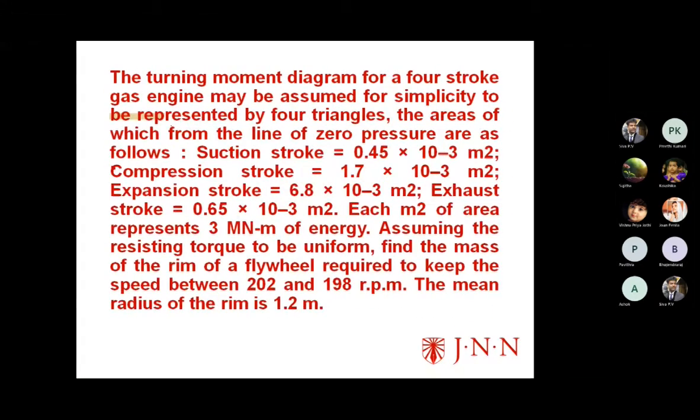So same method. The turning moment diagram for a four-stroke gas engine may be assumed for simplicity to be represented by four triangles. The areas from the line of zero pressure are as follows: suction stroke 0.45 into 10 power minus 3 meter square, compression stroke 1.7 into 10 power minus 3 meter square, expansion stroke 6.8 into 10 power minus 3 meter square, and exhaust stroke 0.65 into 10 power minus 3 meter square. Each meter square of the area represents 3 Newton meter of energy. Assuming the resisting torque to be uniform, find the mass of the rim of the flywheel required to keep the speed between 202 and 198 rpm. The mean radius of the rim is 1.2 meter.